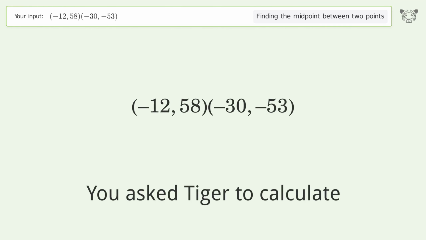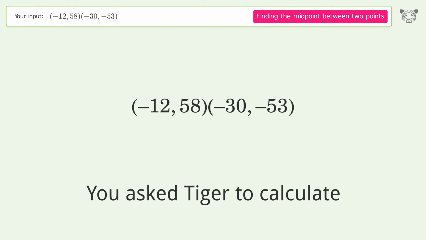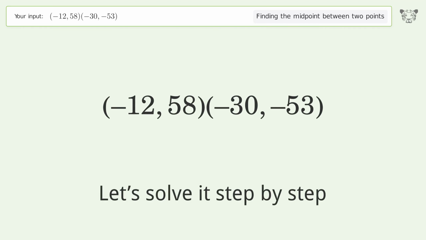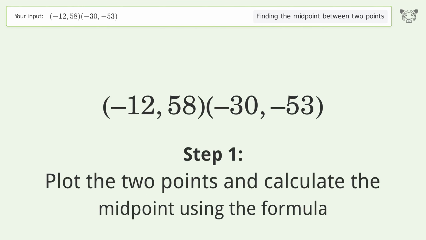You ask Tiger to calculate. This deals with finding the midpoint between 2 points. The midpoint between the 2 points is negative 21, 2.5. Let's solve it step by step. Plot the 2 points and calculate the midpoint using the formula.